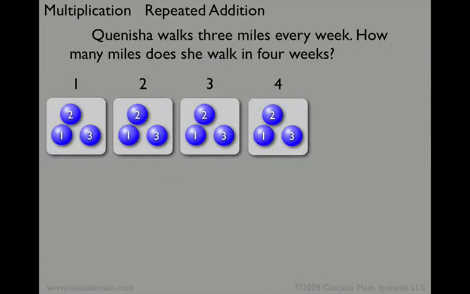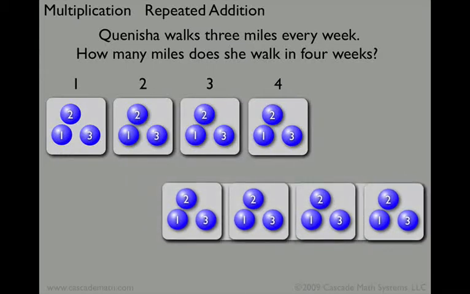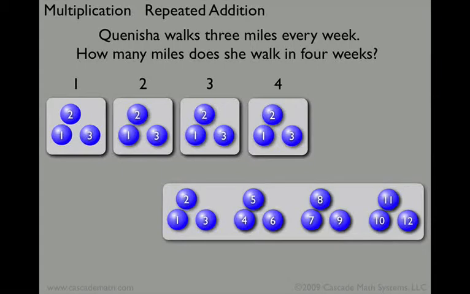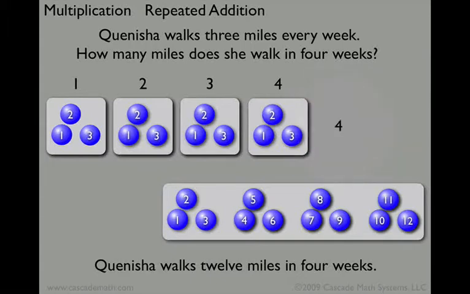Here's how I work the problem. Multiplication, just like addition, means to add. The only difference is that when we multiply, we're adding equal sets. Let's count the number of balls in our new set. 1, 2, 3, 4, 5, 6, 7, 8, 9, 10, 11, 12. If Quenisha walks 3 miles every week, she would walk 12 miles in 4 weeks. 4 times 3 equals 12.